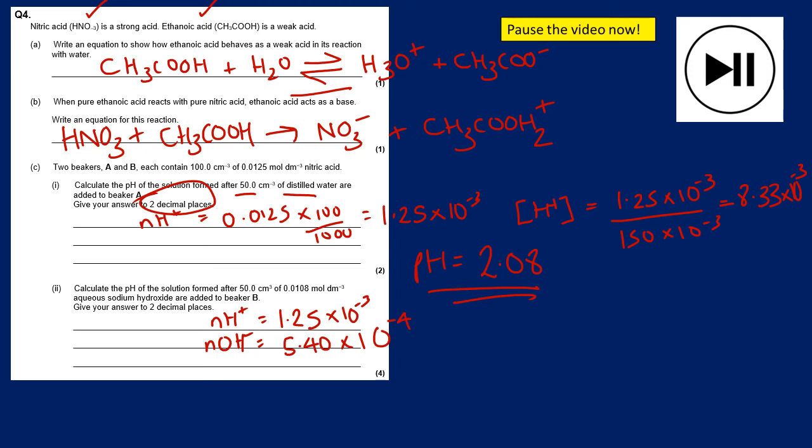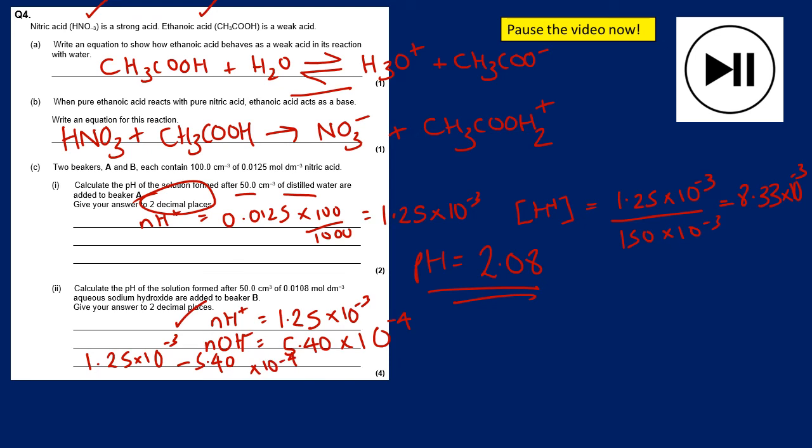So looking at the moles of H plus, looking at the moles of OH minus, be careful that it was monoprotic and monobasic and not dibasic, diprotic. Remember videos 1 and 2, be careful with your number of moles. It is monoprotic and monobasic. So now I'm looking at the moles of H plus and moles of OH minus. Which one's in excess? This one. So I'm going to find out how much it's in excess. So 1.25 times 10 to the minus 3 minus 5.40 times 10 to the minus 4.